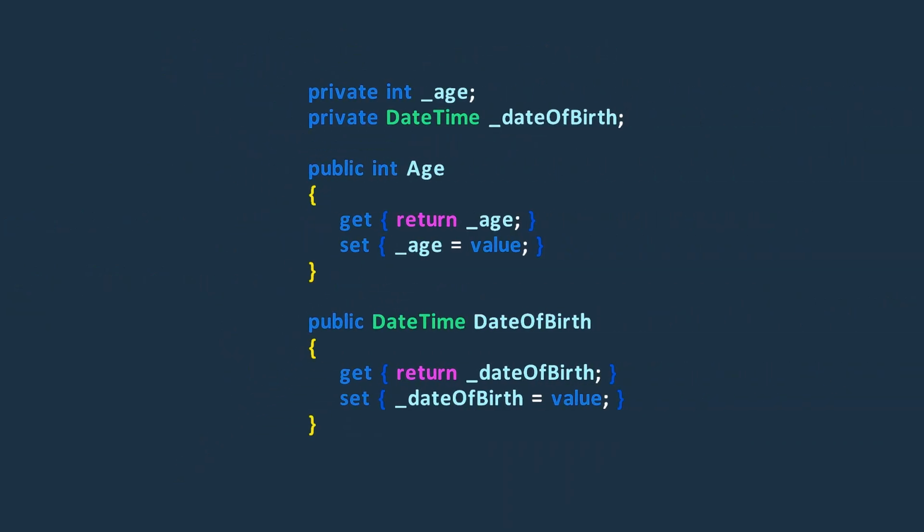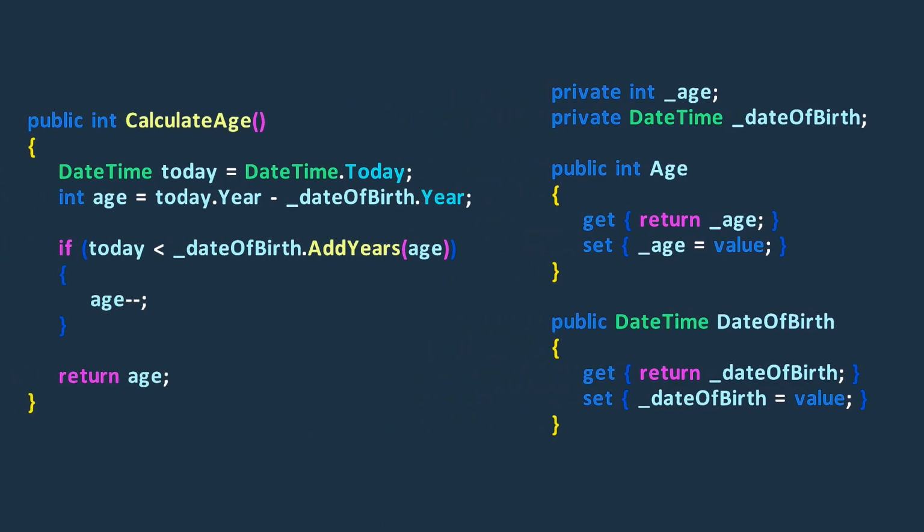Okay, when we want to represent the attributes or characteristics of an object, we use fields and properties. For these members, we give them names that are nouns or noun phrases. For example, in a person object, we can have fields or properties like age or date of birth. On the other hand, methods are used to perform actions or behaviors of an object. We name methods using verbs or verb phrases. For instance, if we have a method called calculate age in a person object, it means it calculates the age of that person.